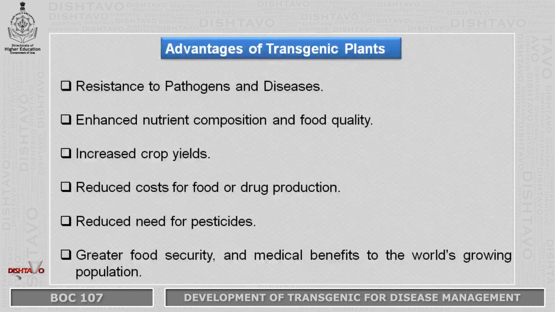Now, what are the advantages of transgenic plants? Resistance to pathogens and diseases, it enhances the nutrient composition and food quality, it increases the crop yield, it reduces the cost of food or drug production, reduces the need for pesticide, greater food security, and medical benefit to the world's growing population.